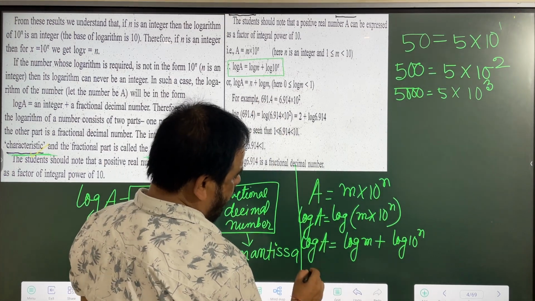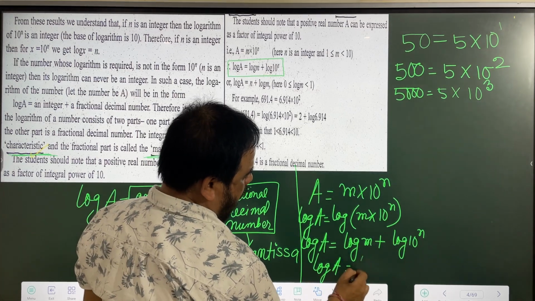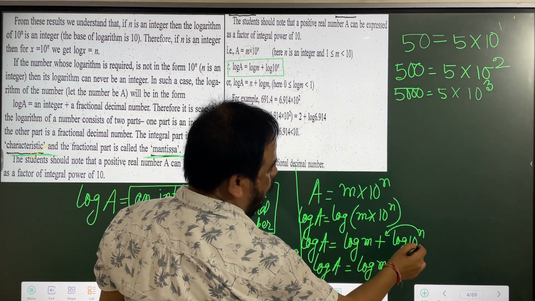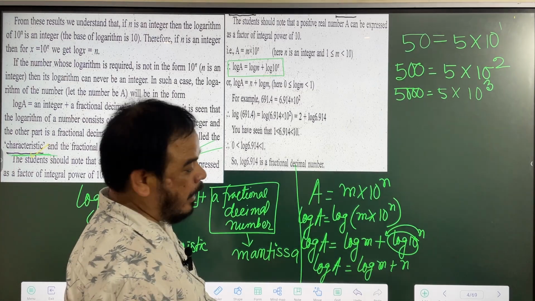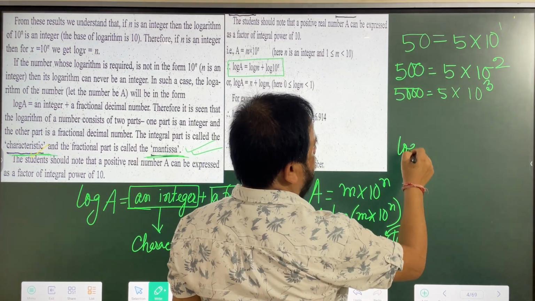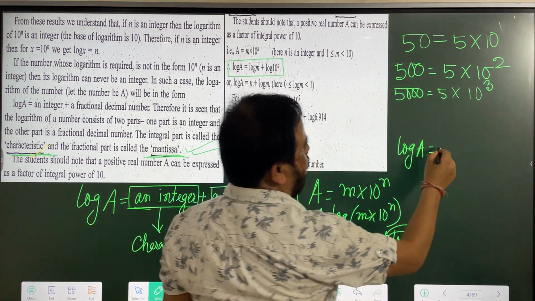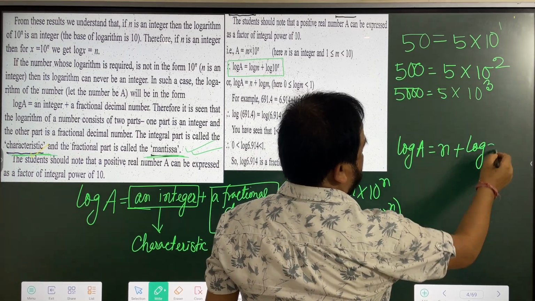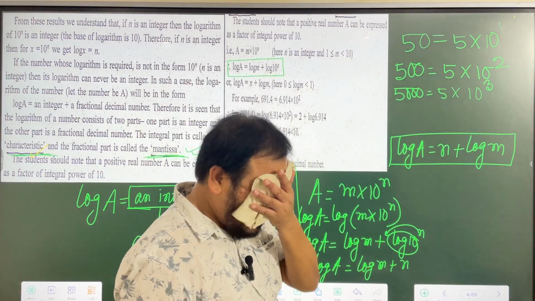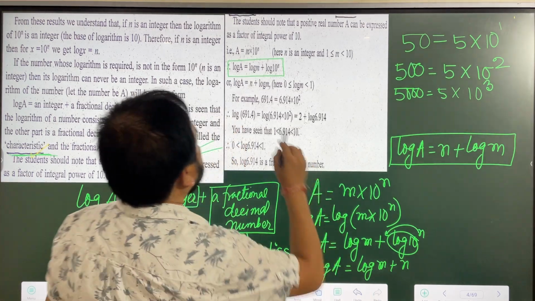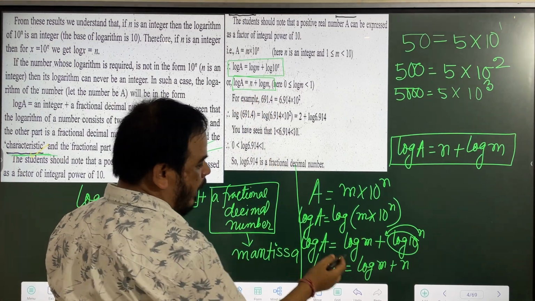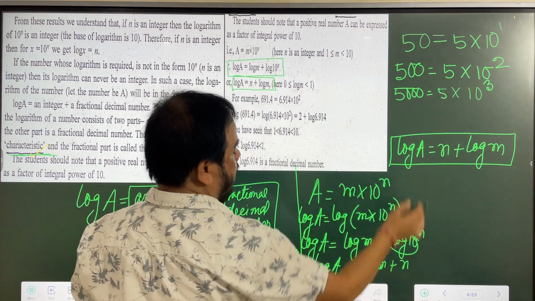m. Look here, one more line I will write. Log a is equal to log m, here the power comes in front, you know that, and log 10 is 1. You know that. So log a equals log m plus n. So what we have got now is log a is equal to n plus log m. How n comes, you have understood this.